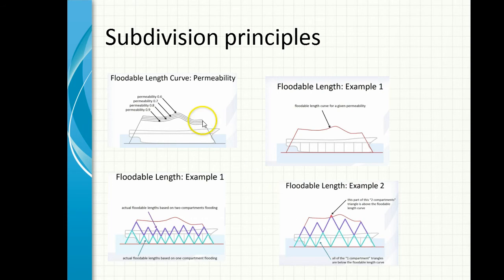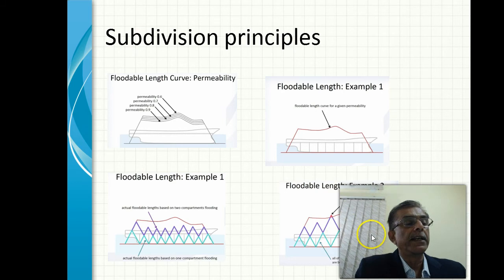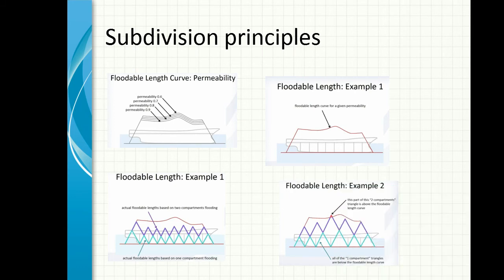So what you see is that various permeabilities you have to calculate and display the floodable length. And then the floodable length with a two compartment standard and a one compartment standard can be juxtaposed to see whether the acceptable floodable length calculations are met. These are also part of the design calculations, and class societies normally approve this.